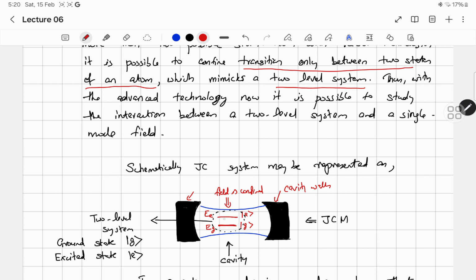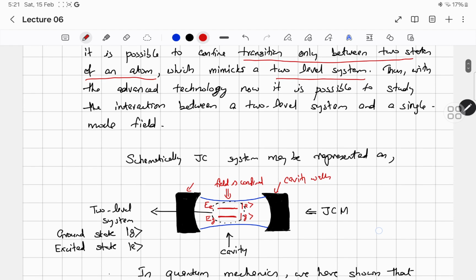These two lines represent the two energy levels of this two-level atom, between which the transition is allowed. The lower state I denote by the ket |g⟩, g standing for ground, and the upper state I represent by the ket |e⟩, e standing for excited. The energy corresponding to the ground state I denote by Eg, and the excited state by Ee. So this is a schematic representation of the Jaynes-Cummings model.